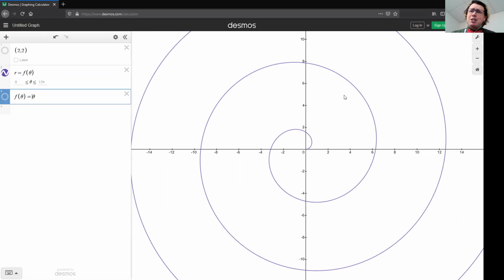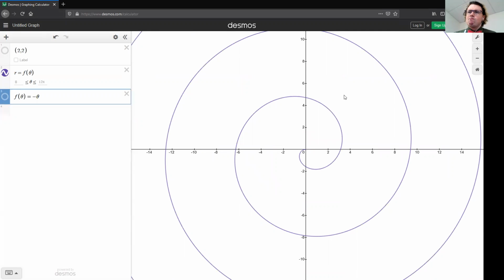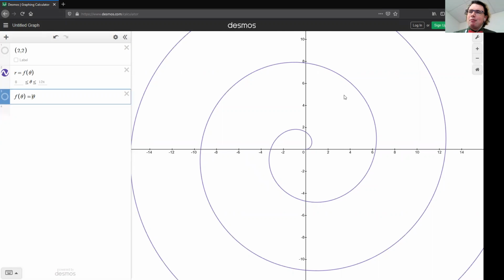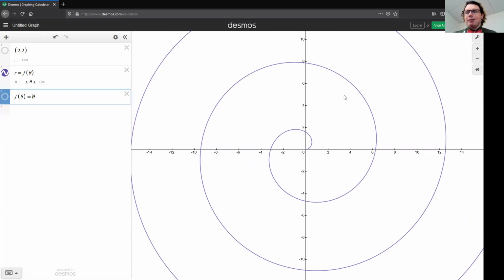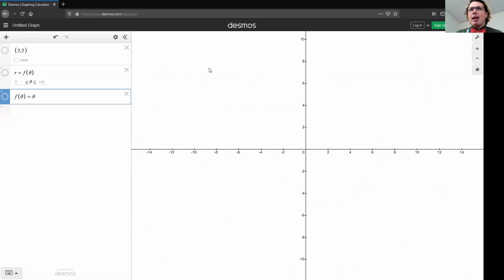But in general, my functions can be negative, right? Functions can produce any kind of number: positive, 0, negative. So what happens if I have a negative number for my radius? Looks like the spiral flipped around, right? Why is that happening? So I need to explain how the polar coordinate system handles negative radii.